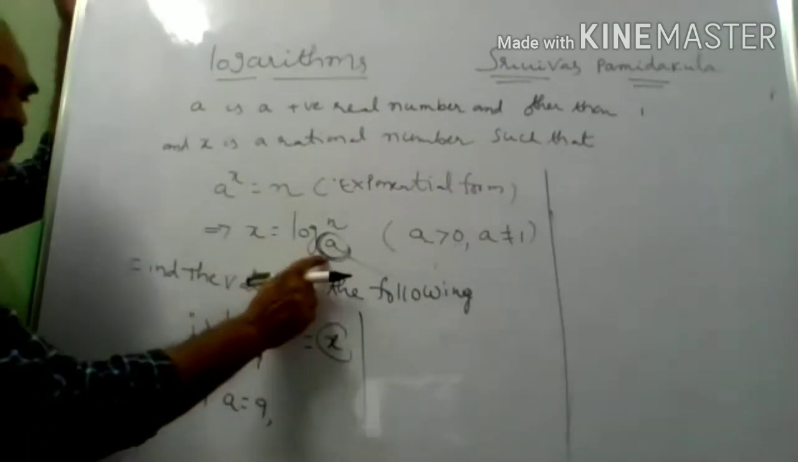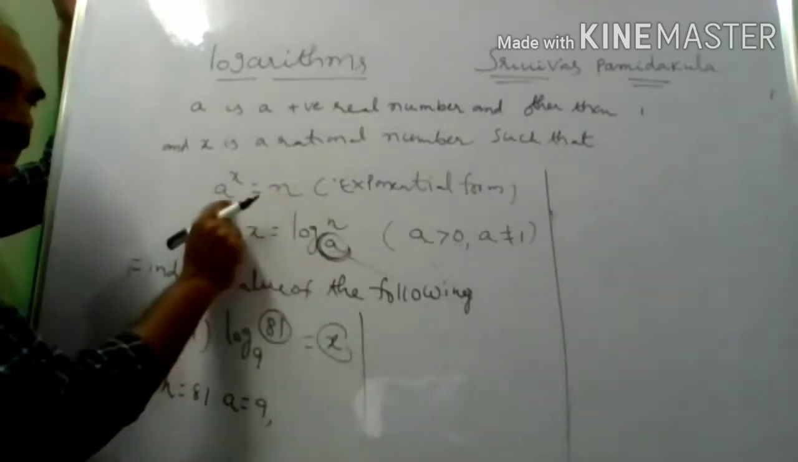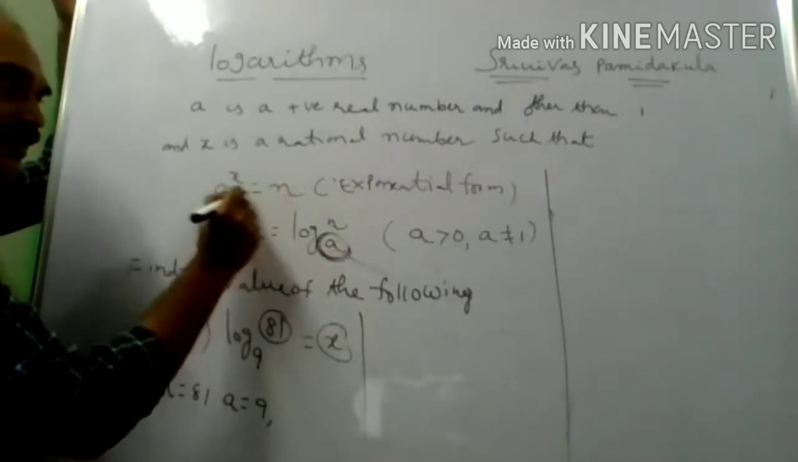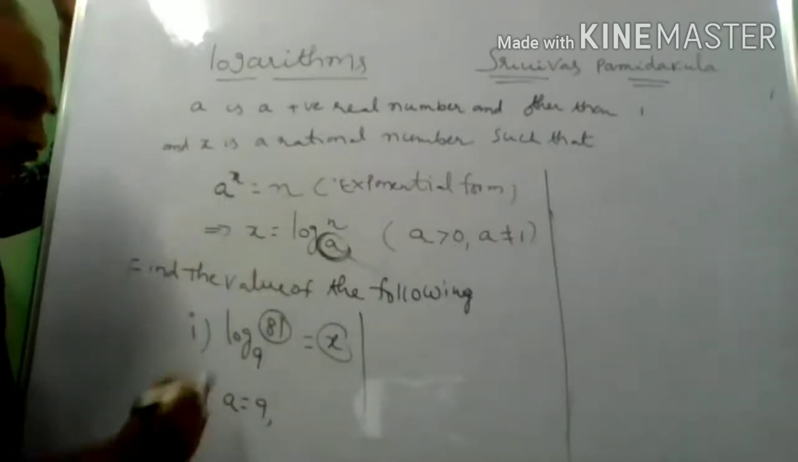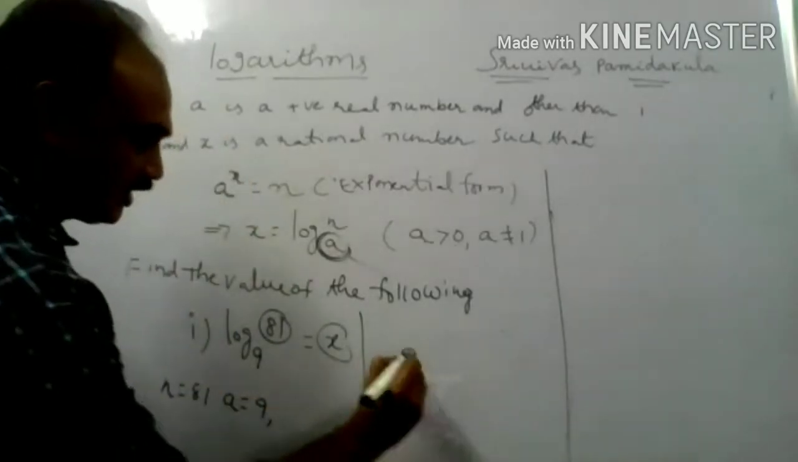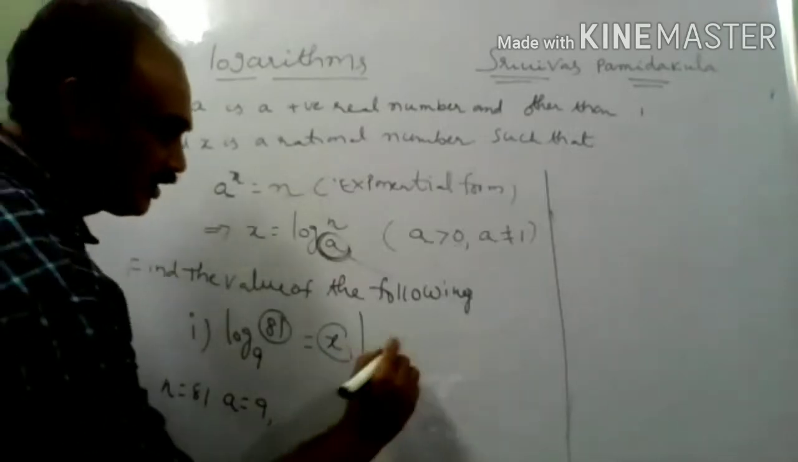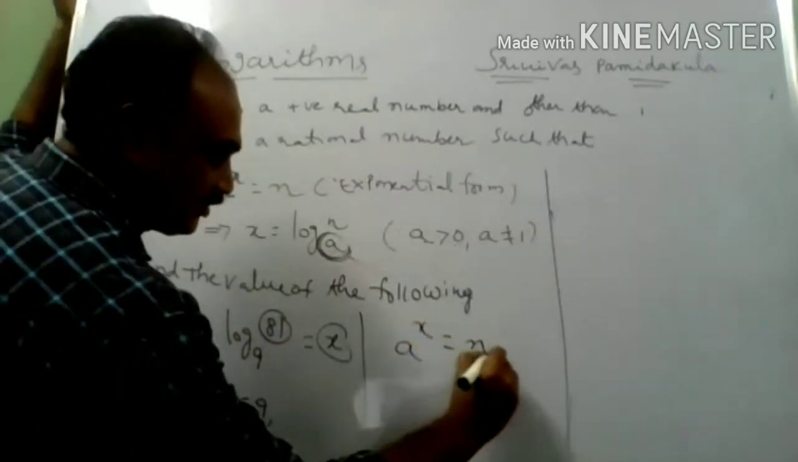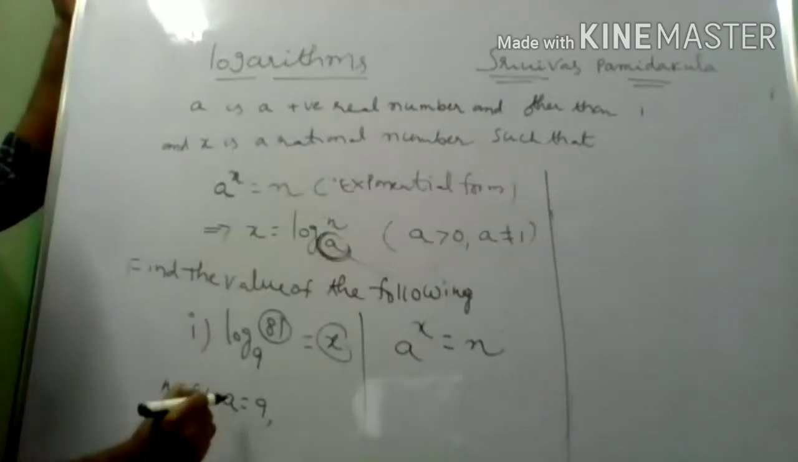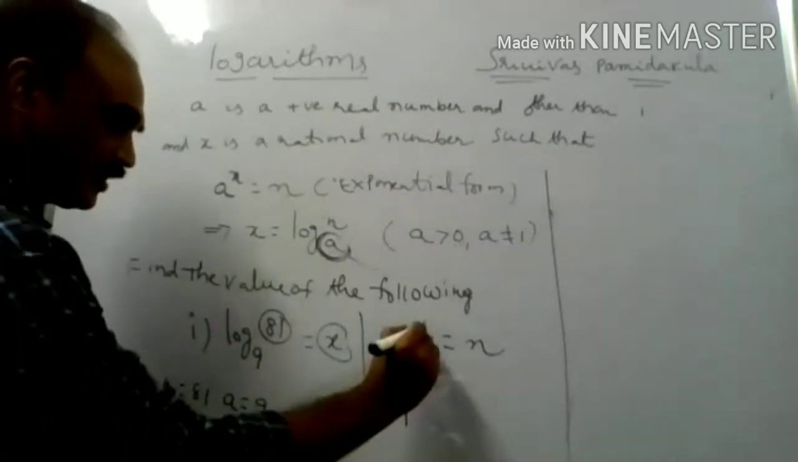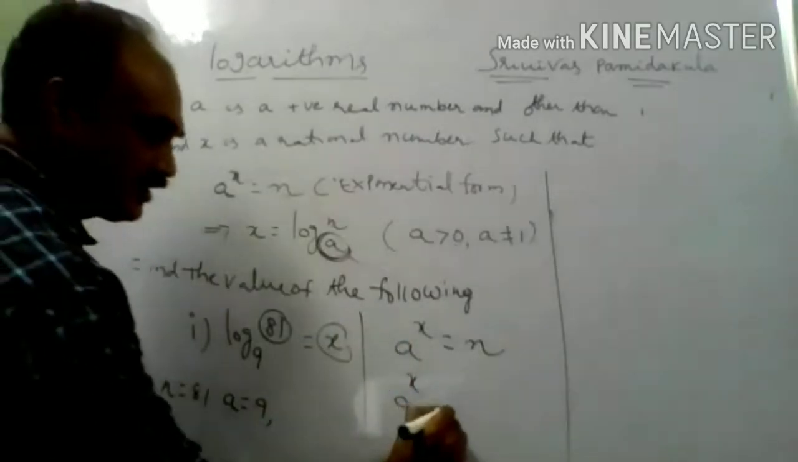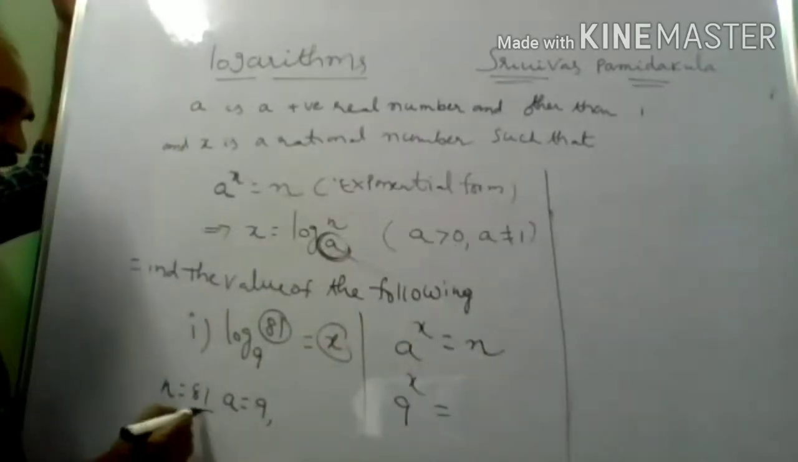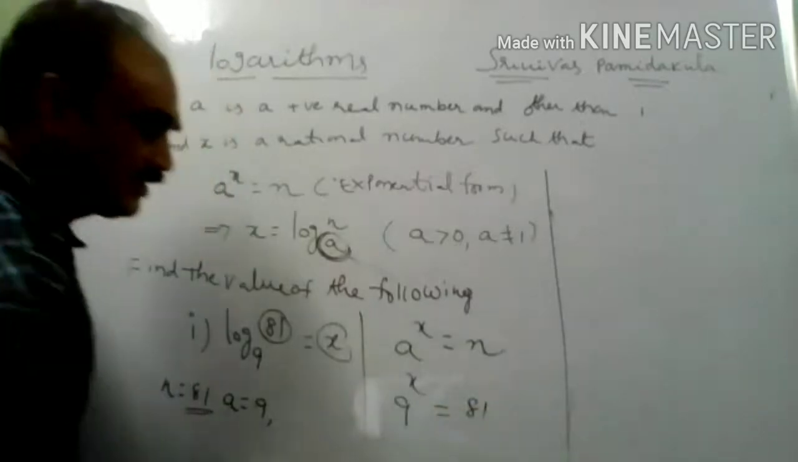Students, this is the logarithm form. What is the exponential form? a power x is equal to n. What is a? 9. What is n? 81. So 9 power x is equal to 81.